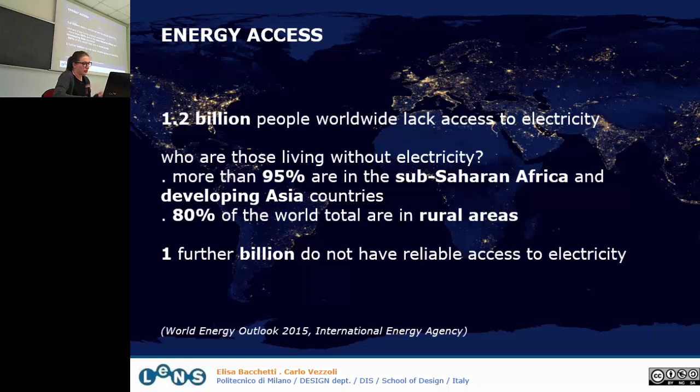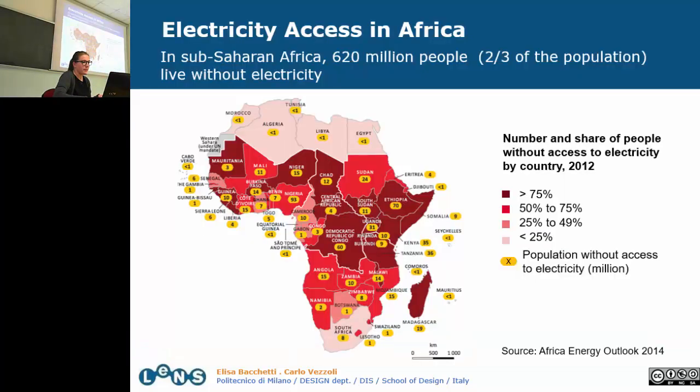And beyond them, another billion people don't have reliable access to energy. So this means that, for example, even in India, they have a lot of big cities with energy connections and so on. But the problem is they have a lot of blackouts. So in that case, they don't have energy at all, even if access to energy is there. So we have not just to consider extreme situations, but even everyday life situations can be affected by the lack of energy.